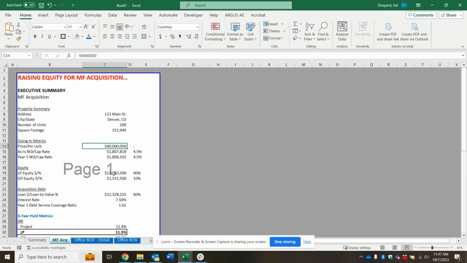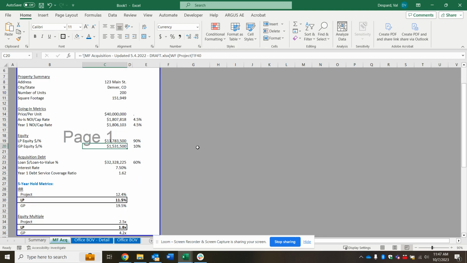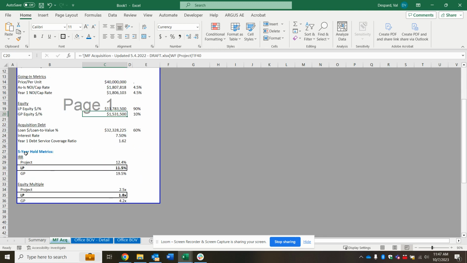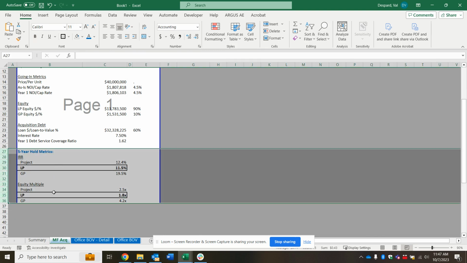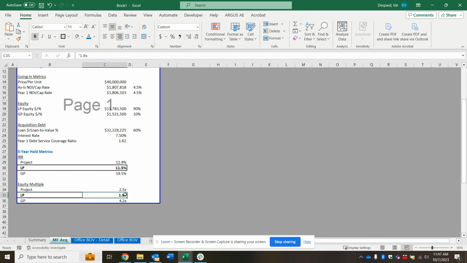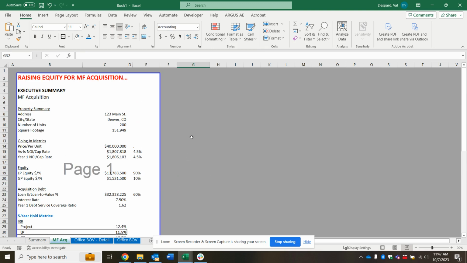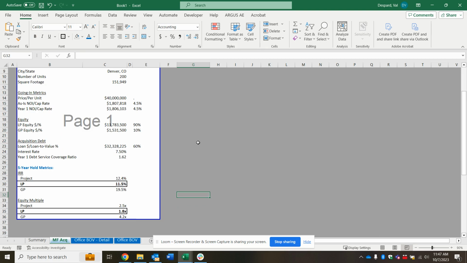You have some of just the key things that I would think you would look at, and down here, maybe you lead with these metrics like the IRRs and the equity multiples, project level, LP, GP level. So this would be something that maybe you present to equity if you're raising equity. Here's the project returns, here's the partnership returns.